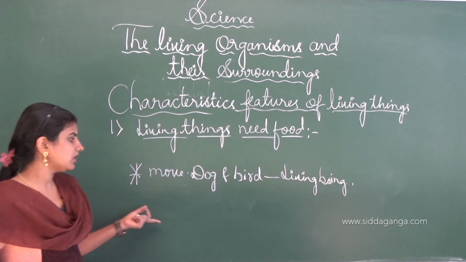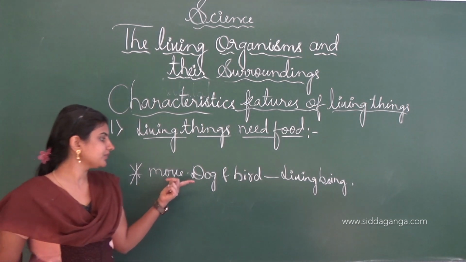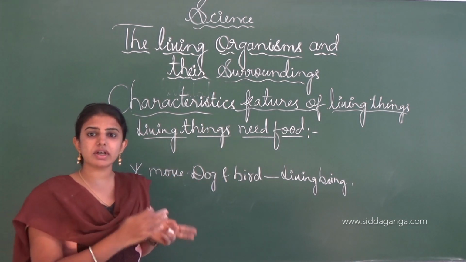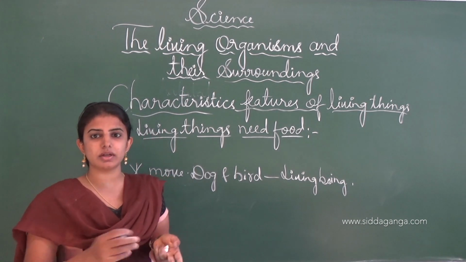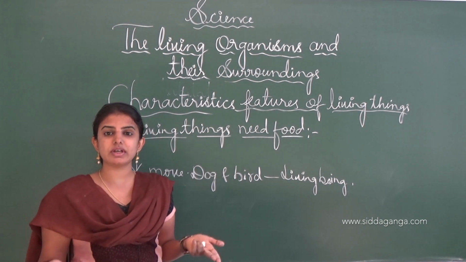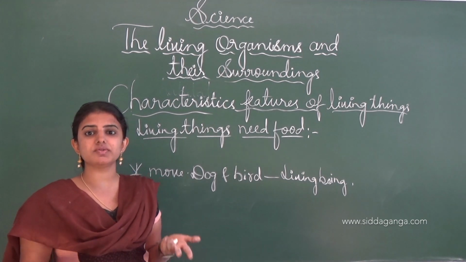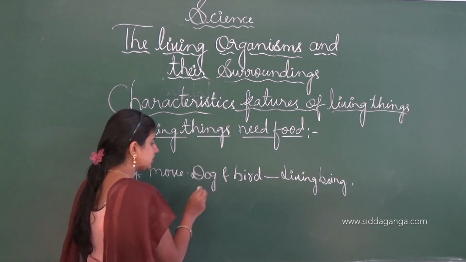See, by giving this example, the dog and bird we consider as living beings, and even the car can move from one place to another place, and different types of vehicles move from one place to another place, and like that, cars and buses come under non-living things.